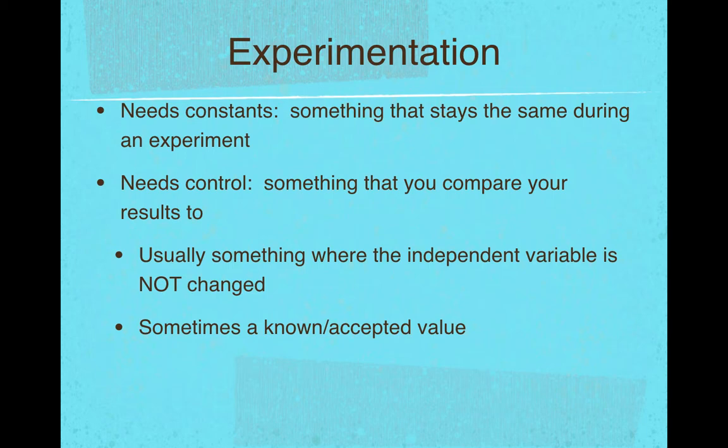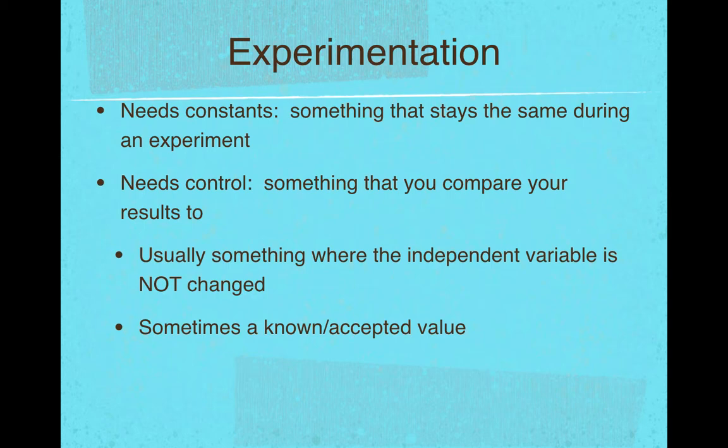If we were looking at C, we were comparing it to A, B, and D. Most of the time, it is where the independent variable is not changed. Sometimes it's a known or accepted value. So let's look at this first one. If I wanted to test the effects of fertilizer on plant growth, a good hypothesis was: if my independent variable, fertilizer, is applied to plants, then my dependent variable, plants will grow taller.